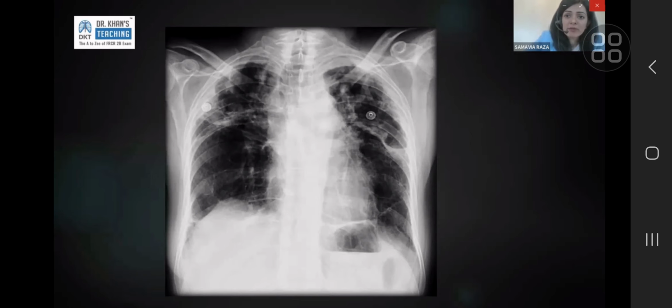I will open up the chat and I will ask you guys to tell me what else that can be. So, differential diagnosis for upper to mid zone fibrosis. 30 seconds.